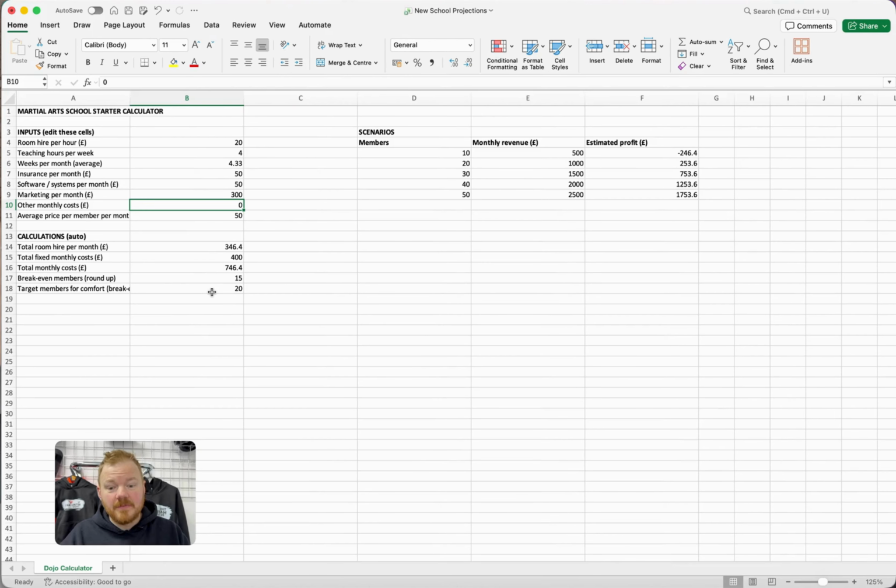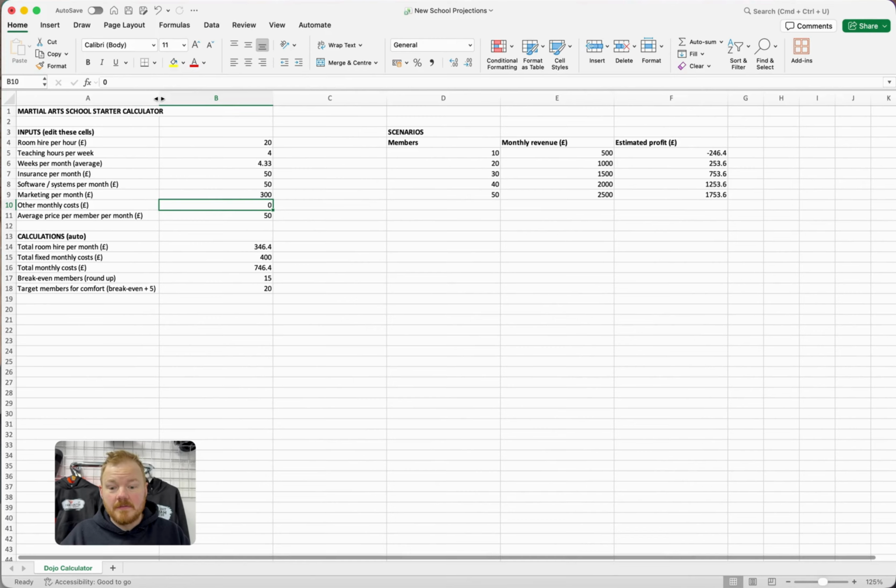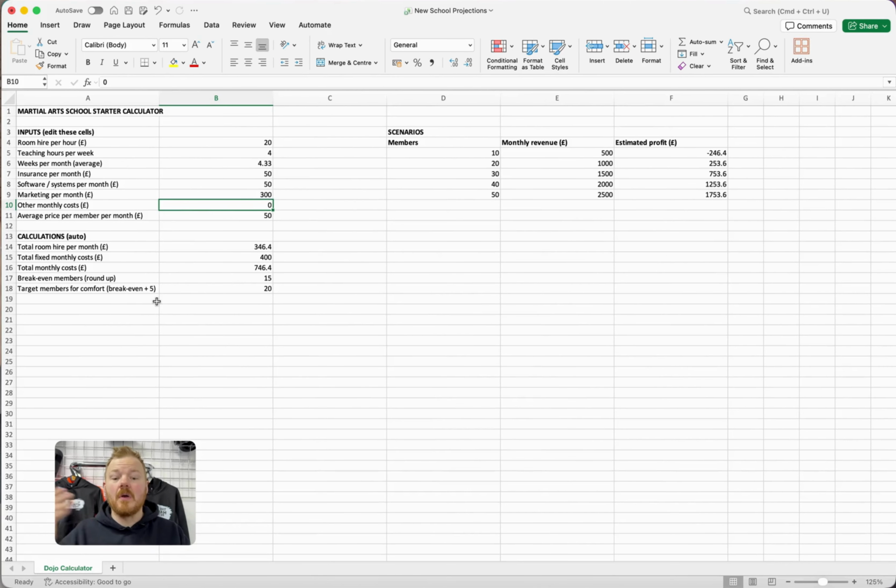So target members for comfort would be 20, okay? So that would be break even plus 5. So it's a bit more room to breathe there. So if we look at the scenarios over here, at 10 members, we'd be at £500 monthly revenue. That's worked out from the £50. So we're actually down. So say we get 10 members in month 1, we're actually down, okay?